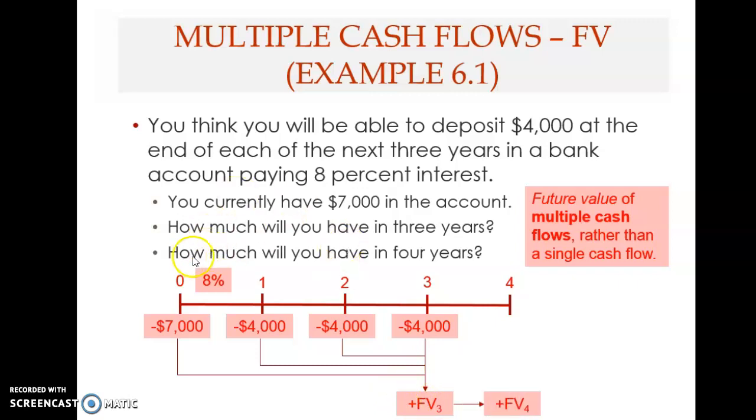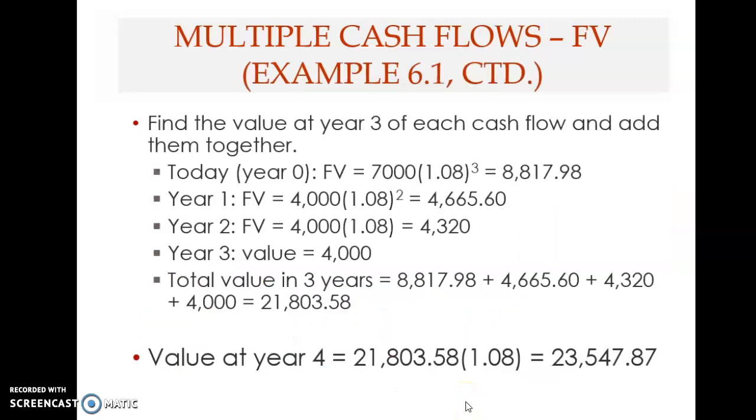So the next question: how much will you have in 4 years? Once you've got this future value here, then we can compound it another year. You compound for 1 more year, you get the future value for the 4th year. So that's the method that we're going to use.